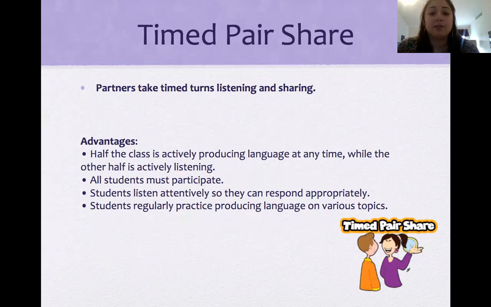So in a Timed Pair Share, partners will take timed turns listening and sharing. So the teacher might be walking around, monitoring while this is going on. Maybe you're going to give 30 seconds for each turn. Maybe it might be a minute. The advantage of this is that half the class is actively producing language at any time and the other half is listening. Every student has to participate. The students are listening attentively so they can respond appropriately. This helps students regularly practice producing language on various topics.